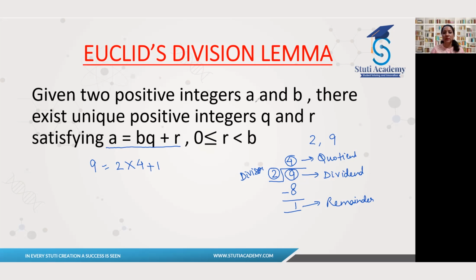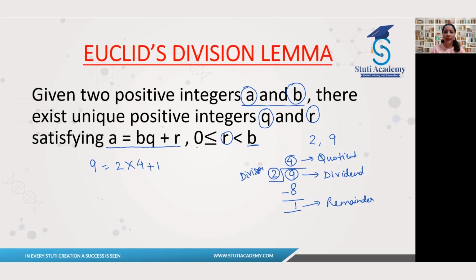When we have two positive integers a and b, and we are dividing a by b, then we are going to get a quotient q and a remainder r, which can be written in the form a = bq + r. That means dividend is equal to divisor into quotient plus remainder. And this remainder would be strictly less than the divisor. It cannot be equal to the divisor. Also, the remainder can be 0. So this is Euclid's division lemma.